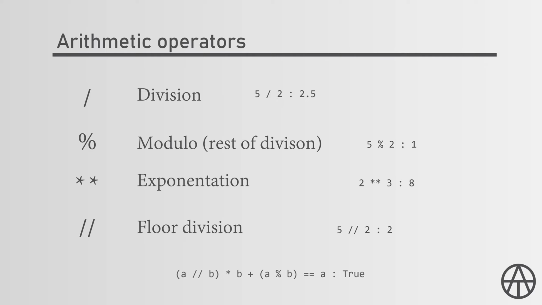And if you look at it, this expression right here is going to always be true. So if you check the equality of A and A divided by B times B plus the rest of the division, it's going to always be A. And that checking for equality with the 2 equals signs right there, we're going to get to know in a minute.